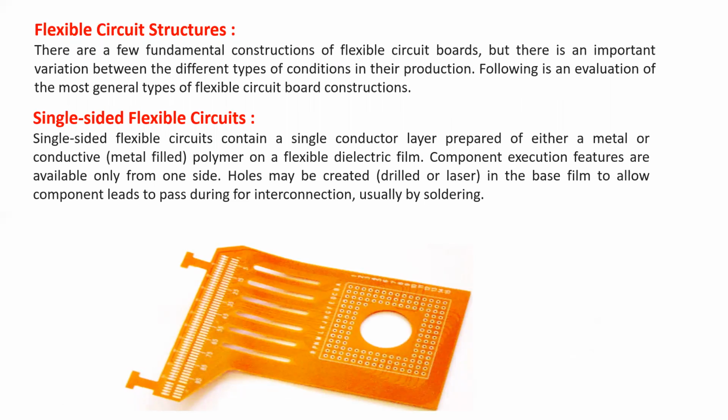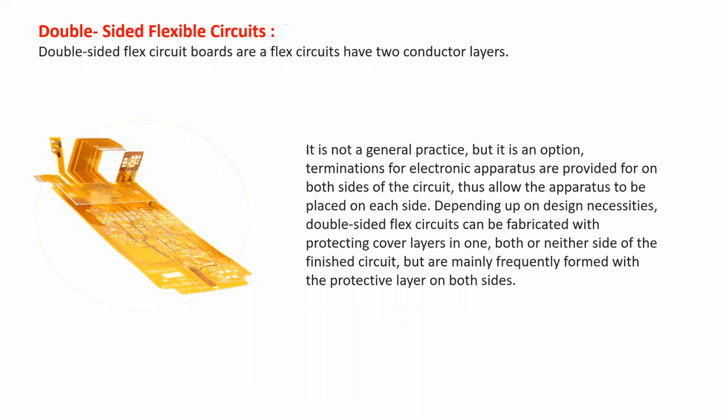Now let us see the types of flexible PCBs. The first one is single-sided flexible circuits. The circuit contains a single conductor layer made of either metal or conductive polymer on a flexible dielectric film. The component mounting features are available only from one side. Holes may be drilled in the base film to allow the component leads to pass during the interconnections, and it is usually done by soldering. There may be different methods for soldering, it may be wave soldering or something else. Now let us see the second type, which is referred to as double-sided flexible boards.